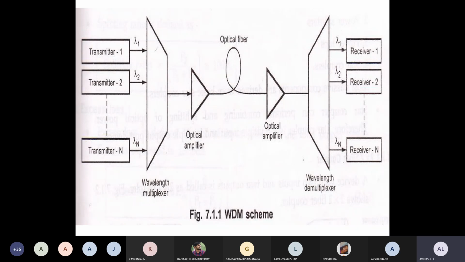Since optical fiber will have some losses, attenuation losses, scattering losses, dispersion, ISI, so many things come into the picture. In order to avoid all those things, we are going to use the optical amplifier in order to make the signal correct.